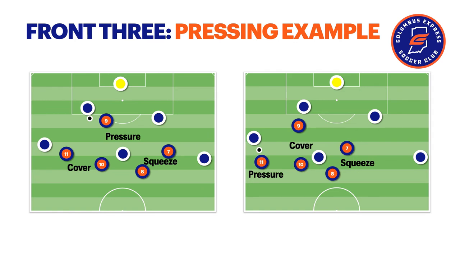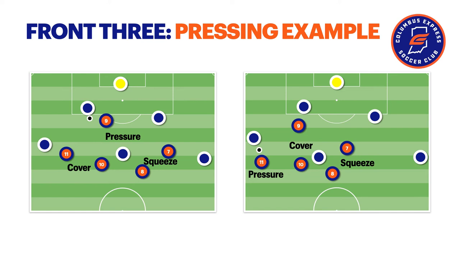Okay, so some examples of what pressing may look like, and notice these numbers are indicative of a 9 versus 9 or 11 versus 11 system. So on the picture to your left, the blue center back has the ball. 9 is applying pressure and trying to force play and make it predictable. 11 and 10 are covering, and 7 and 8 are squeezing.